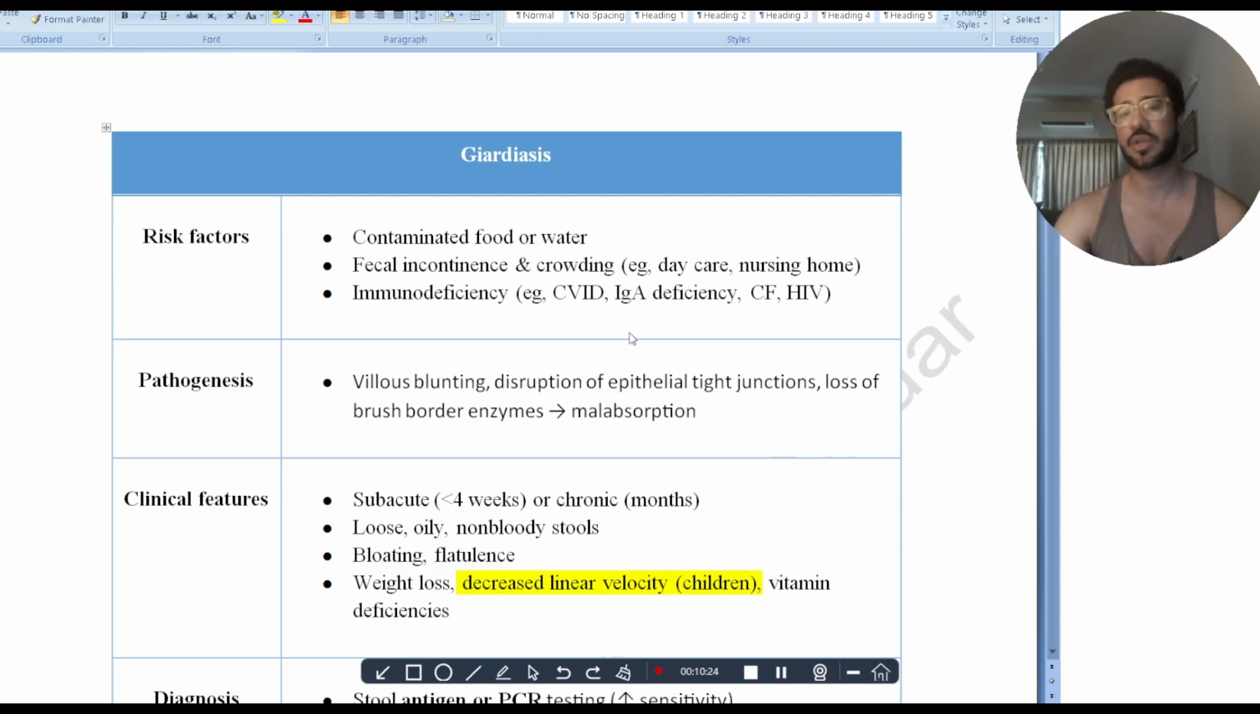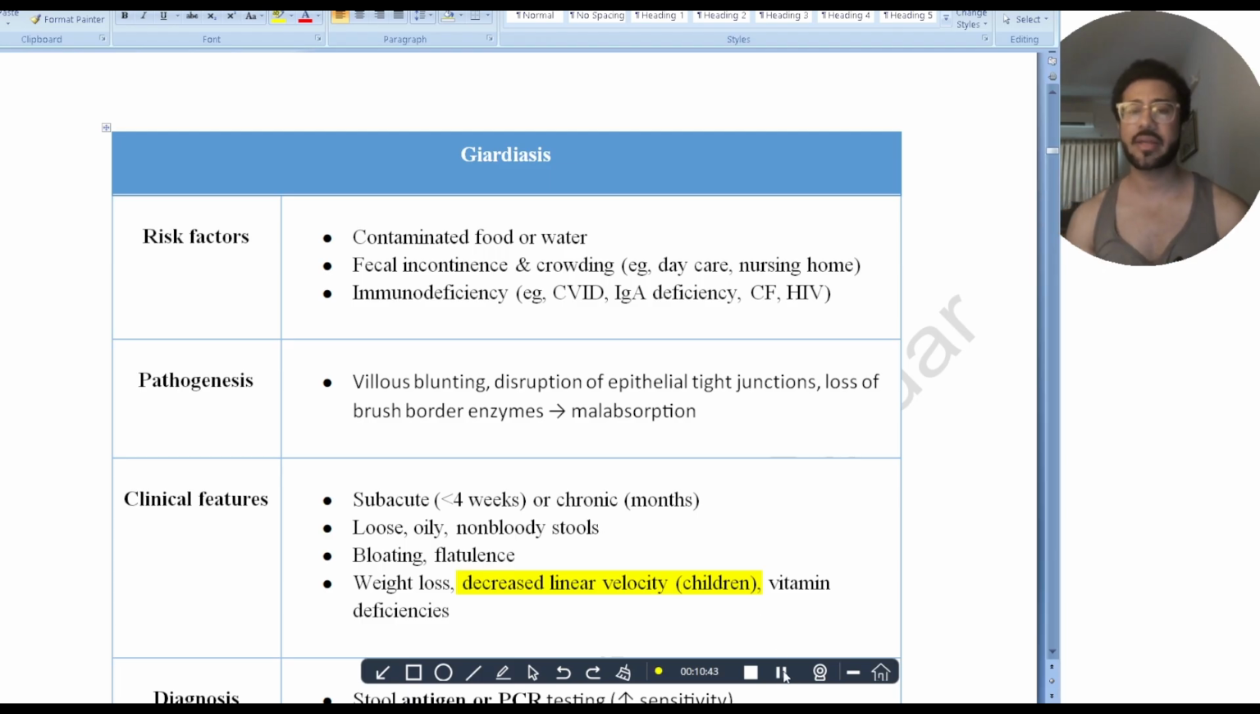It attaches to the lining, causes destruction of the brush border enzymes and blunting of the villi. The blunting of the villi is a hallmark finding, and you need to remember villus atrophy would be seen in celiac disease, villus blunting would be seen in giardiasis.